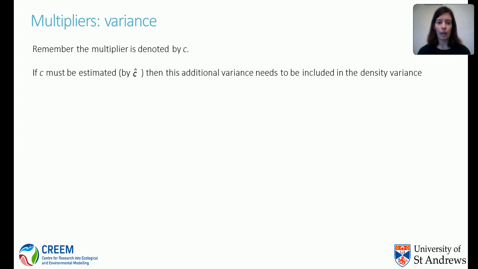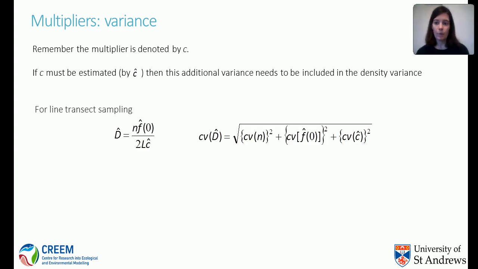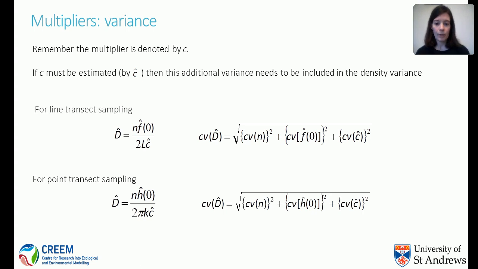So when we have a multiplier that's a parameter to be estimated, that parameter will have an associated variance, and then we need to incorporate that variance into our overall density estimate. And so for line transect sampling, if we modify the density estimator by including C, some parameter, then we need to reflect the variance associated with that parameter in our variance estimate of the whole density estimate. And so we can use the delta method to easily incorporate the associated variance of the multiplier. And similarly for point transect sampling, again, we can incorporate the variance associated with any multipliers through the delta method.